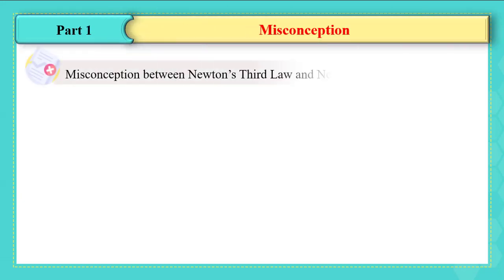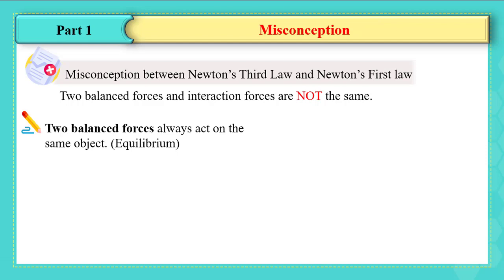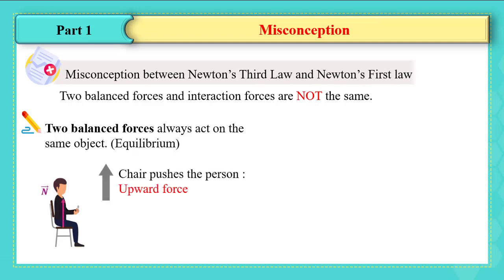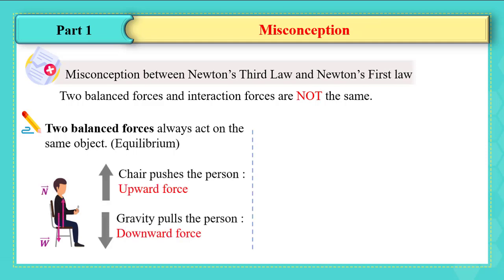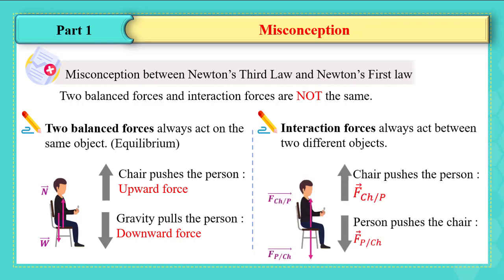Before ending, it's good to mention a misconception that happens between Newton's third law and Newton's first law. Two balanced forces and interaction forces are not the same. Two balanced forces always act on the same object. The chair pushes the person upward and gravity pulls the person downward, while interaction forces act between two different objects. A chair pushes the person upward, while the person simultaneously pushes the chair downward.